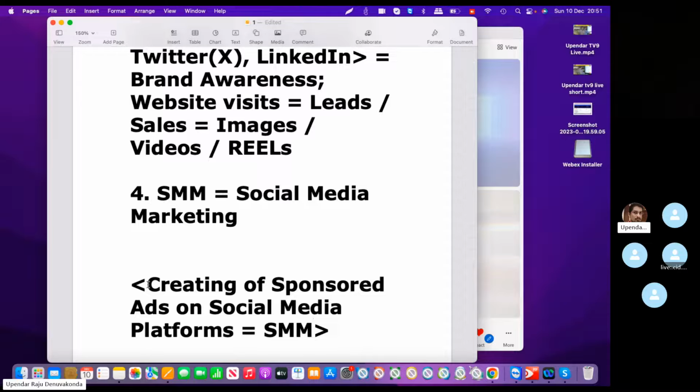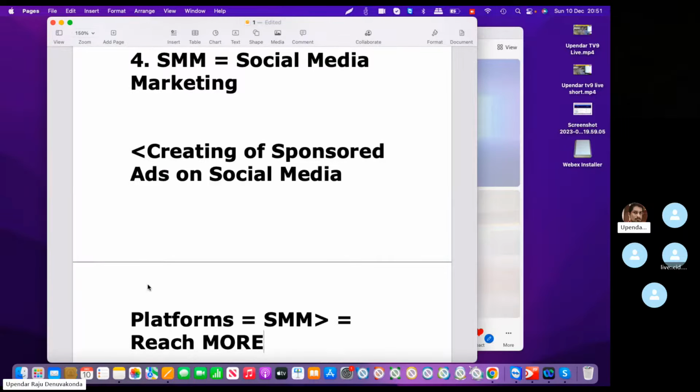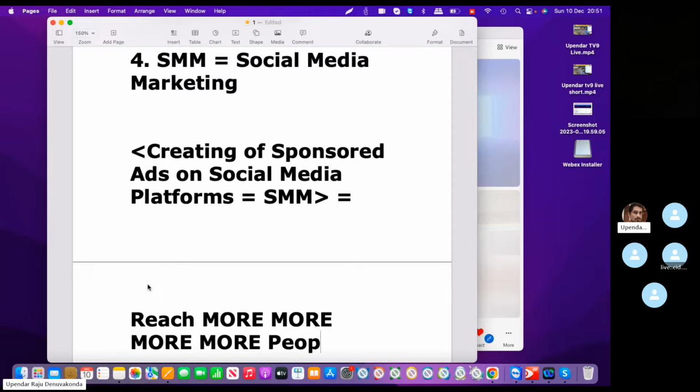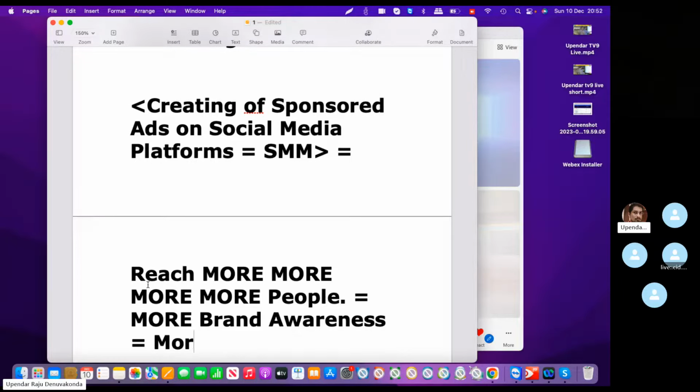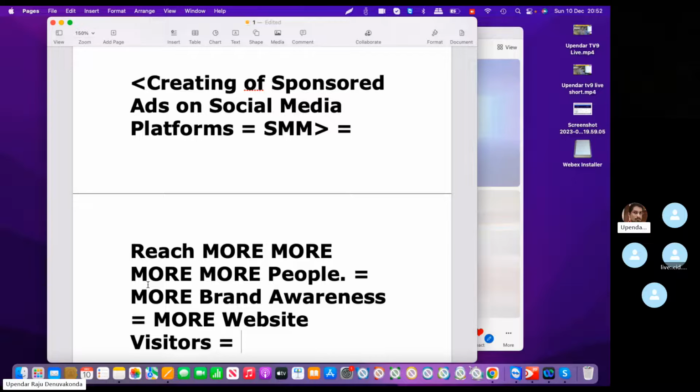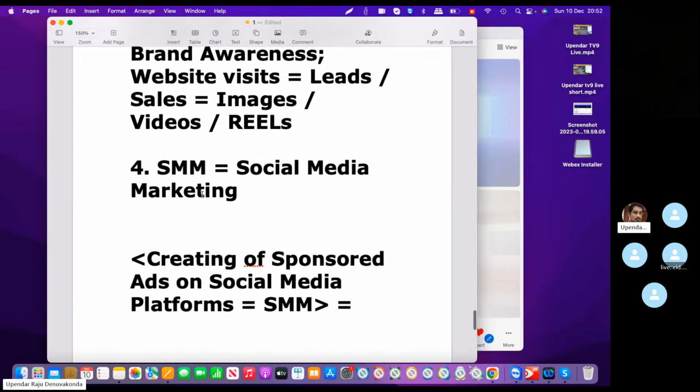So by investing the money in the sponsored ads, what we are trying to do is reach more people. Just because we are investing the money on sponsored ads, Facebook would start displaying our ad to more people, and more people would start looking at our business advertisement, and we'll get what? We'll get more brand awareness. So from this brand awareness, again the same story. From more brand awareness, you will get more website visitors. Yeah. So this is the most important. And from the more website visitors, what you'll get is more leads and sales.